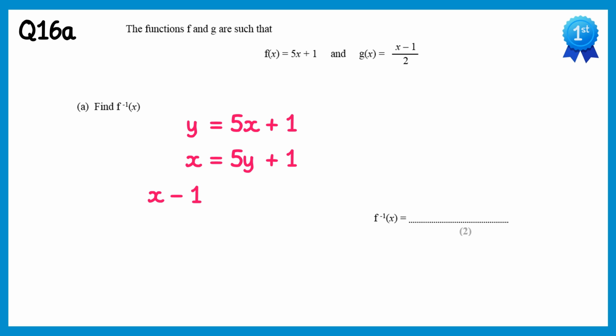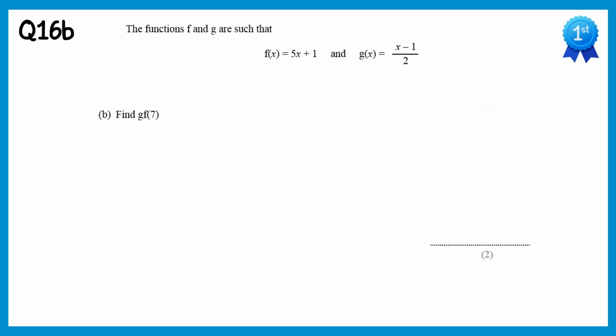On the left this will give x take away 1, and on the right the 1's will cancel, leaving just 5y. Then divide both sides by 5. On the left, this is x take away 1 divided by 5, and on the right, the 5's cancel to give you y. So the inverse function is x take away 1 over 5.